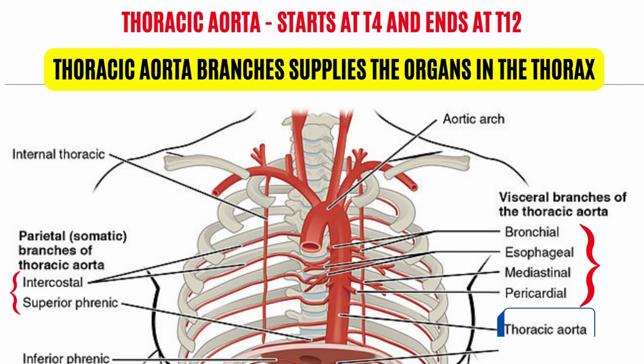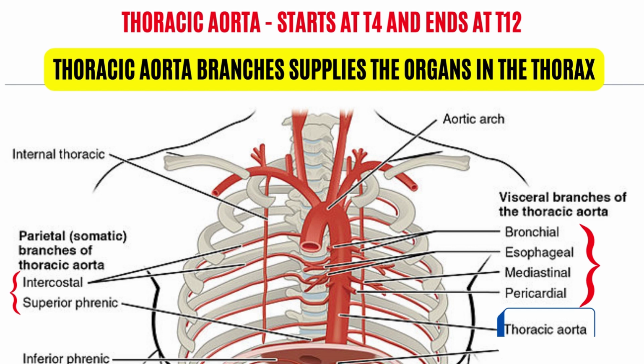Next, we journey to the descending aorta. The descending aorta can be divided into 2 parts according to its region. The part that descends in the region of the thorax is called the thoracic aorta and the part in the abdomen is called the abdominal aorta.